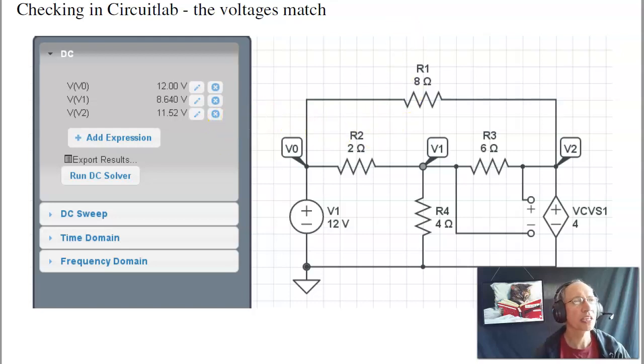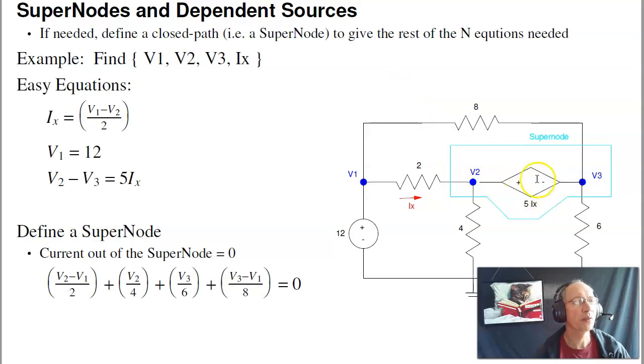Now, this one didn't actually have a supernode. If I move that dependent source around like this, now I do get a supernode. Again, here I've got 1, 2, 3 nodes. I need 3 equations for 3 unknowns, plus 1, the 4th equation. So the easy parts would be Ix is V1 minus V2 over 2. And notice I have amps equals amps. V2 minus V3 is 5Ix. Again, this voltage is 5Ix. And I have V1 equals 12. That's 3 equations. I need a 4th equation.